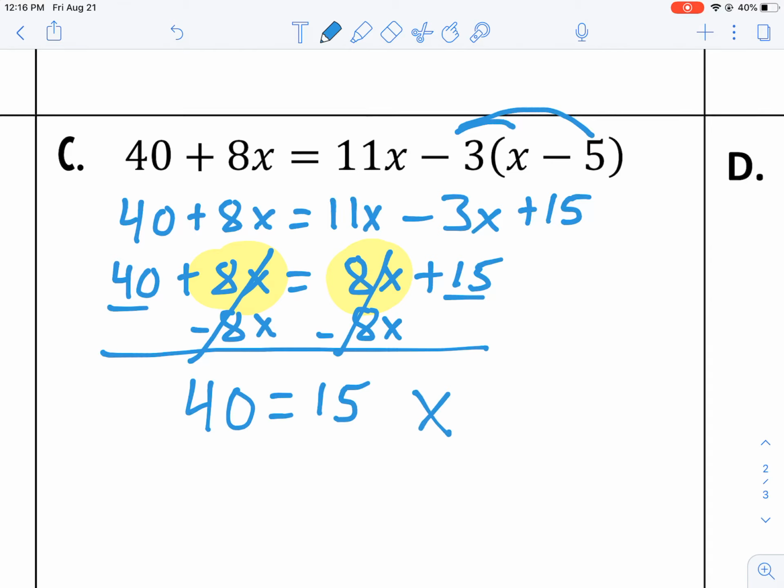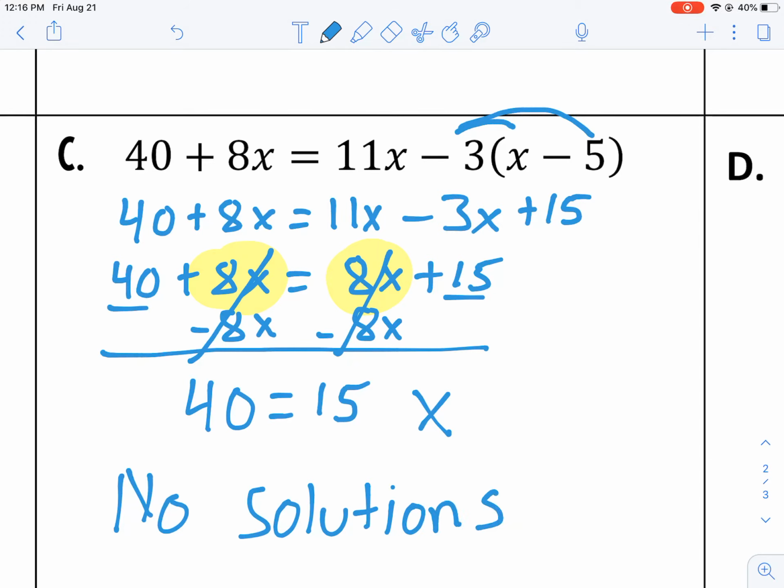No, right? 40 does not equal 15. That is not a true statement. Therefore, this problem has no solutions, all right? It does not matter what number you plug in for x, you're never going to be able to get both sides the same. And that's because your x's will always end up canceling out with each other, leaving two unequal numbers on both sides. So no solutions, all right? 40 does not equal 15.